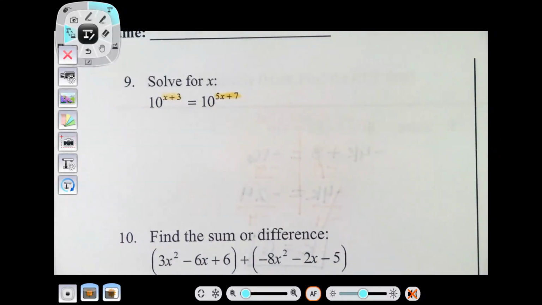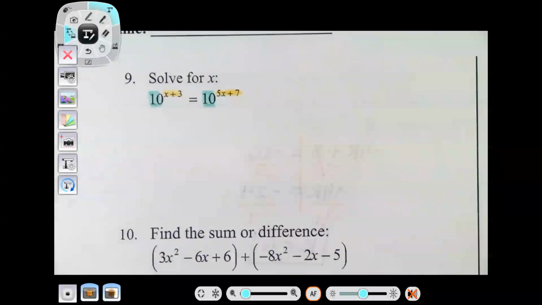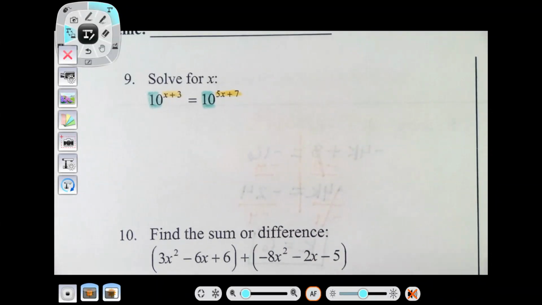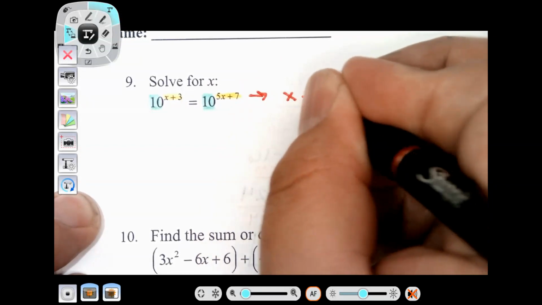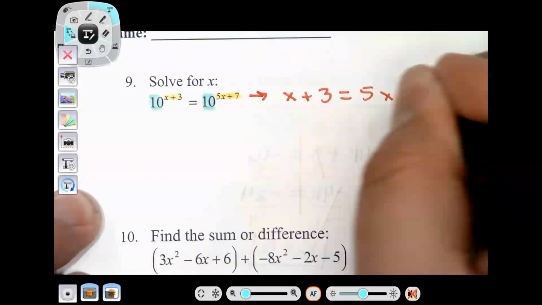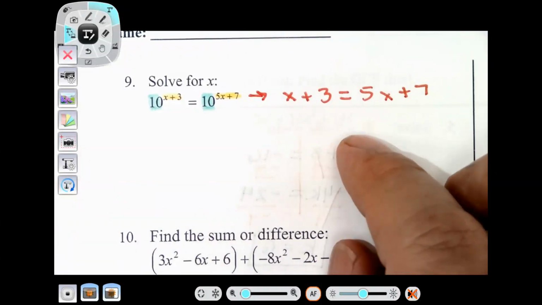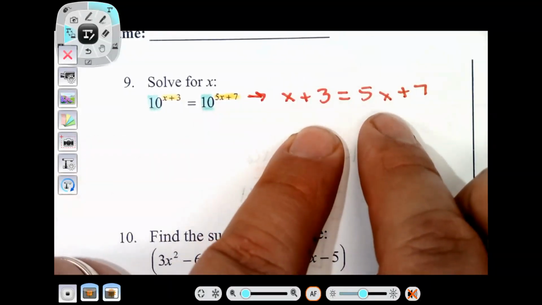And all you had to do is this. Do they have the same base? Meaning, do they both say 10? Well, the answer is yes. If they both say 10, then the rule is you make the powers equal to each other. Yes, you ignore the fact that they're powers. Now they're just regular old numbers and letters. But you make the powers equal to each other.